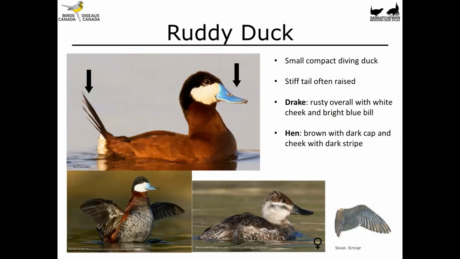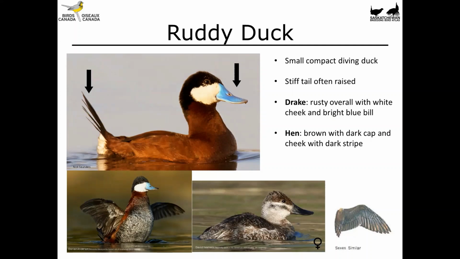So the next diving duck is the ruddy duck. Ruddy ducks fall into a family of ducks known as the stiff-tailed ducks, and this is what we're seeing here, with its tail often raised like this. This is a small, compact diving duck. They're usually the last one to arrive here in the spring. This is a bird that has one of the highest wing loadings of any bird on the planet. So they really need a lot of space to get their takeoffs.